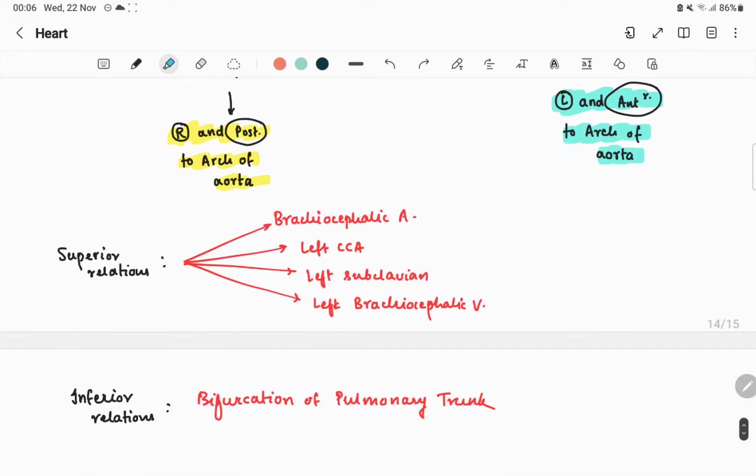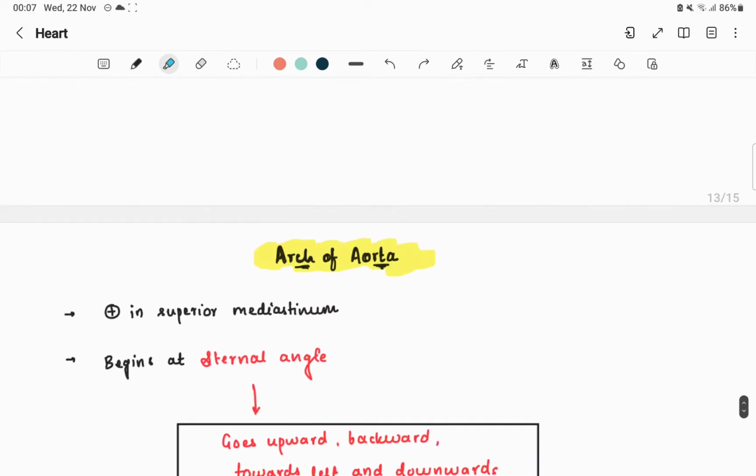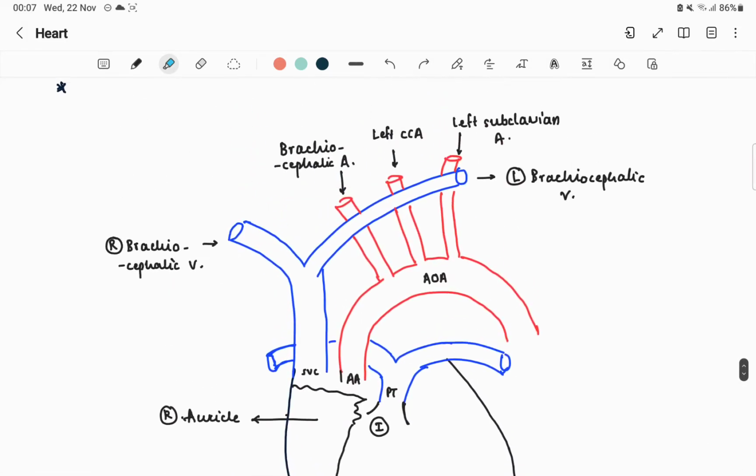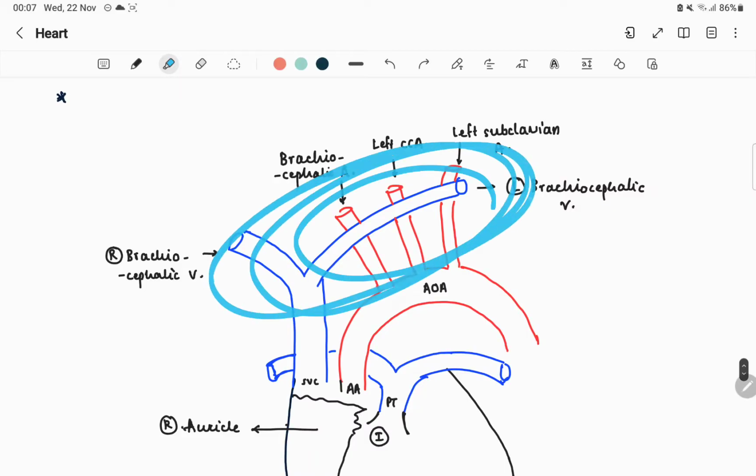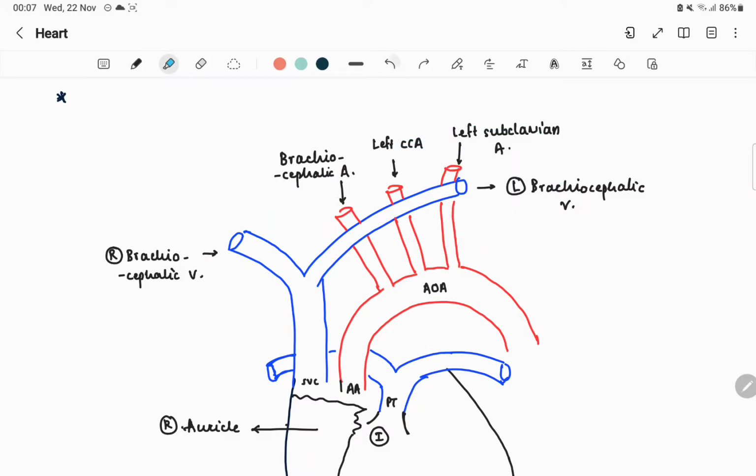Talking about superior relations, what are they? The superior relations are the brachiocephalic artery, left common carotid artery, left subclavian artery, and the left brachiocephalic vein. These are your superior relations of the arch of aorta. You can easily appreciate the whole structure forming the superior relations.